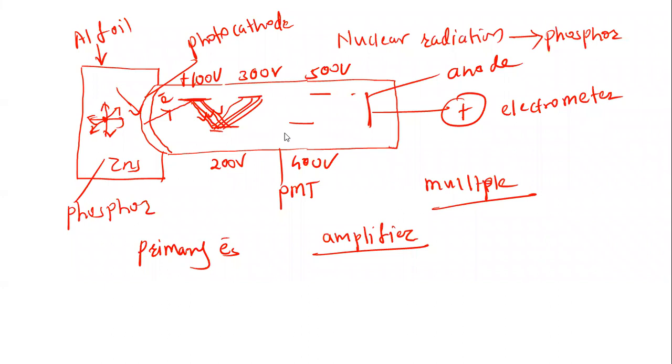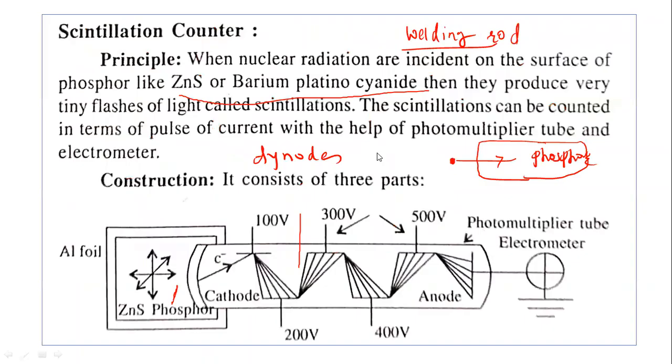So the photomultiplier tube plays a very important role here. Okay, the meaning of the photomultiplier tube is electron multiplier tube. It multiplies the electrons. And in that photomultiplier tube, a number of dynodes are arranged here with increasing positive potential. You can see this diagram.